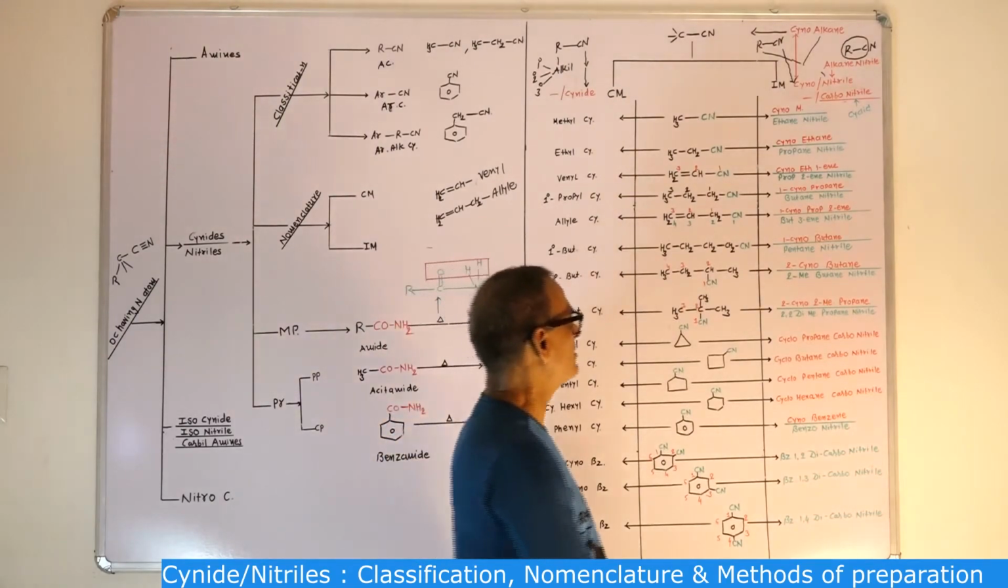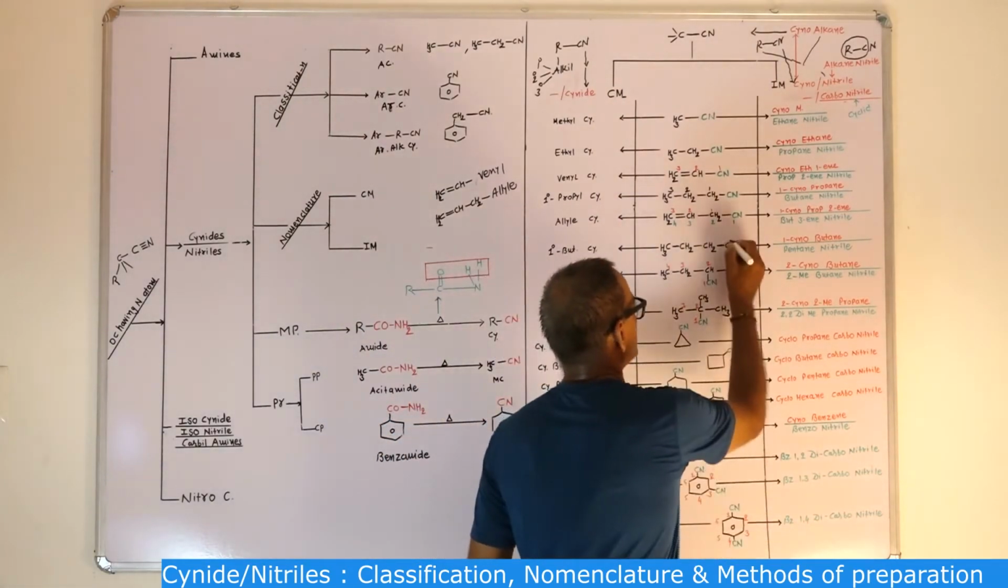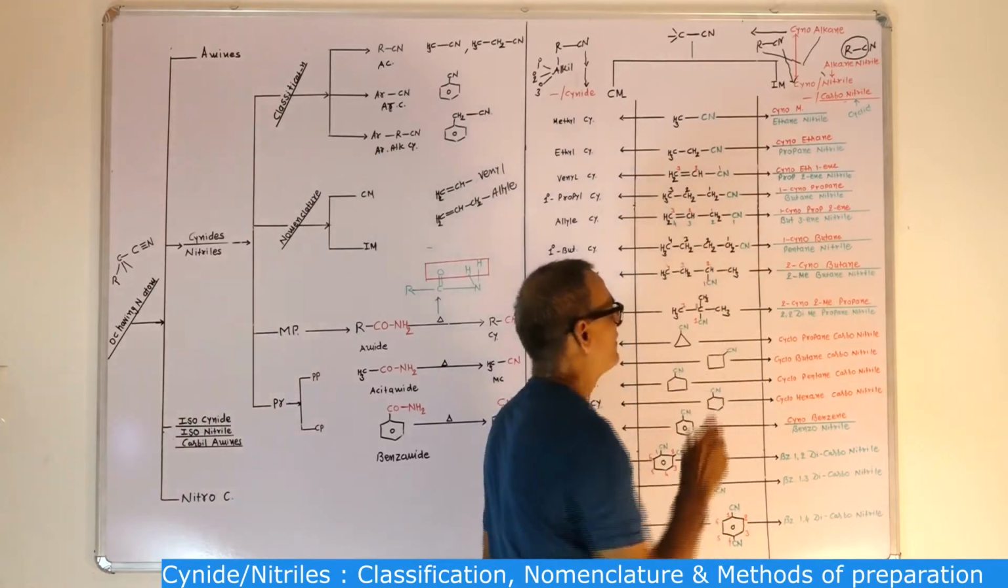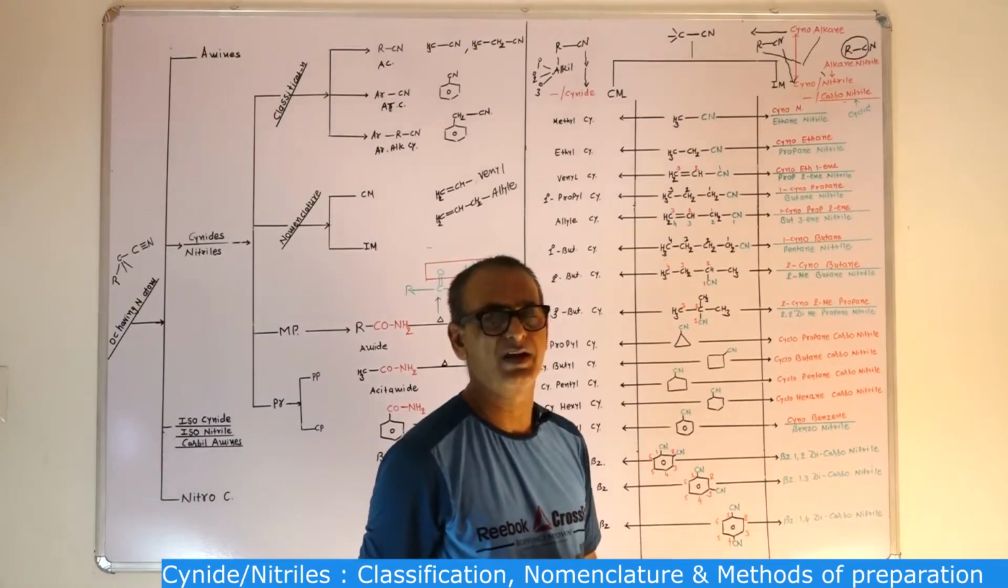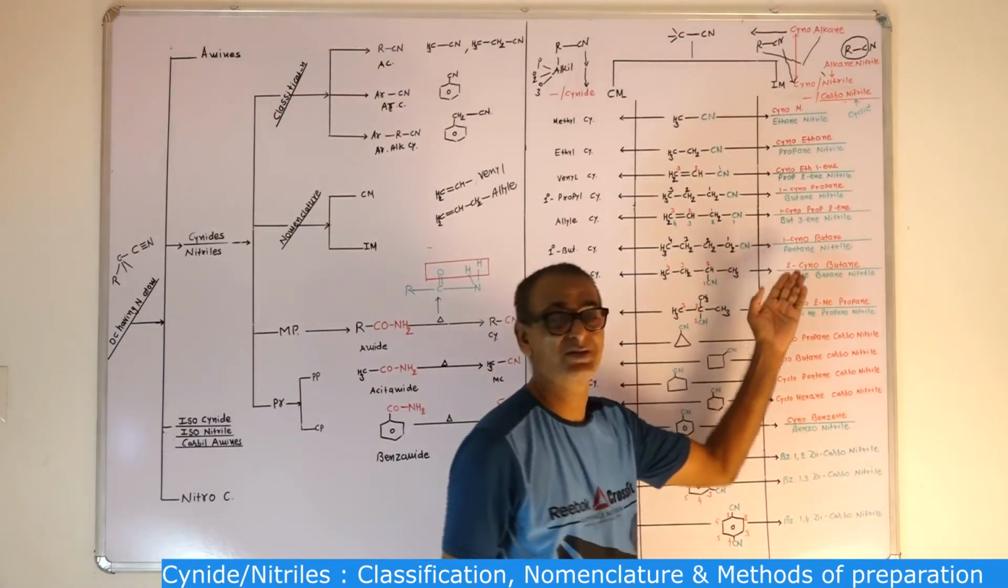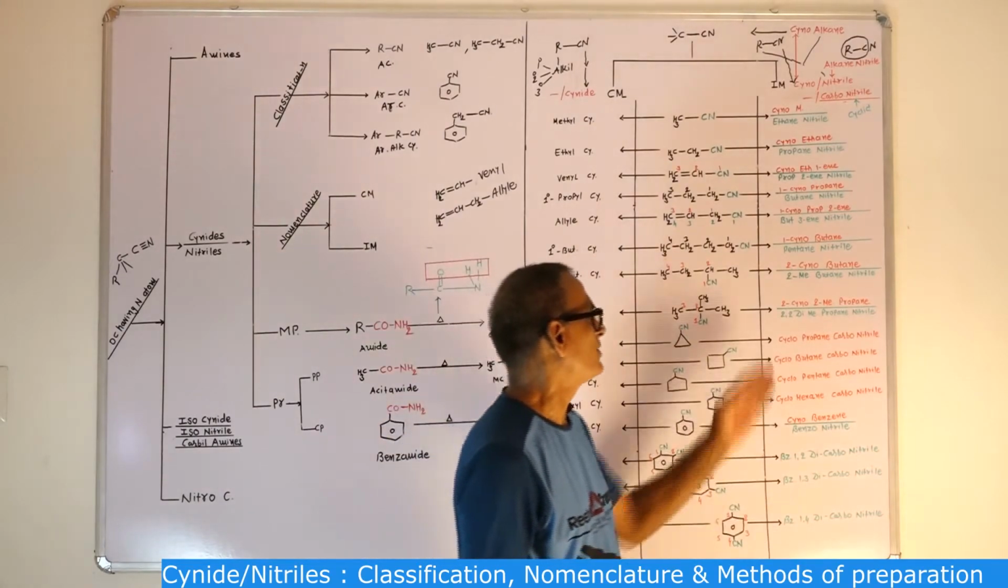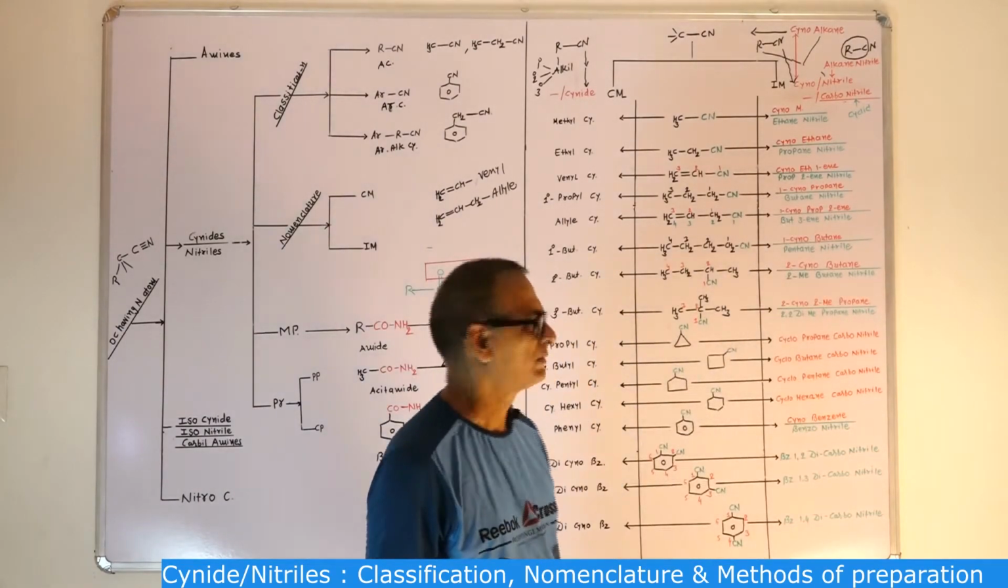In IUPAC method, the cyanide group is present on the first carbon atom. That's why it is the derivative of butane in which the cyanide group is present on the first carbon atom. That's why 1-cyanobutane. Otherwise, pentane nitrile.